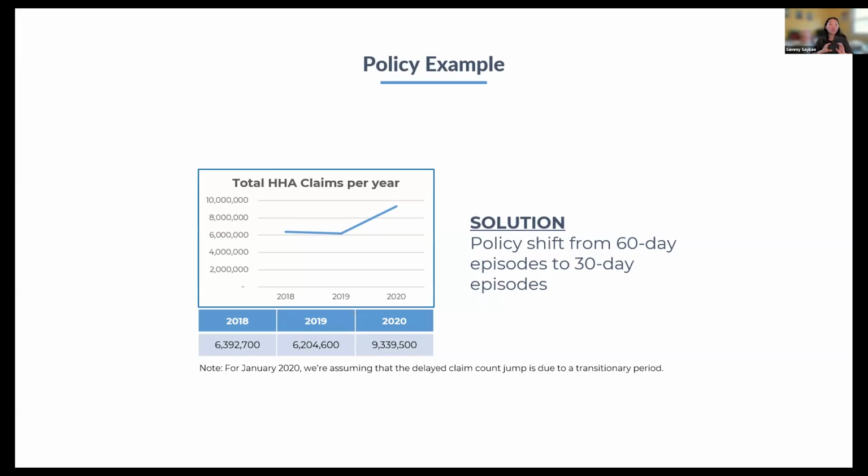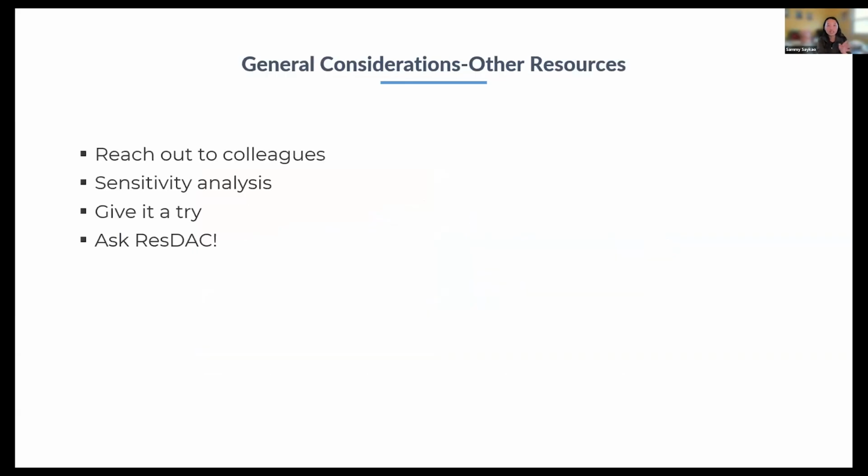We're writing it off a little bit because I know that there's always some type of onboarding, on-ramping time period. Sometimes CMS states it very clearly when they make the announcement. Sometimes it's a little wishy-washy. So for January 2020, we're just assuming that the delayed jump is a transitionary period for home health agencies to get used to, oh, we actually have to submit for the 30 rather than the 60.